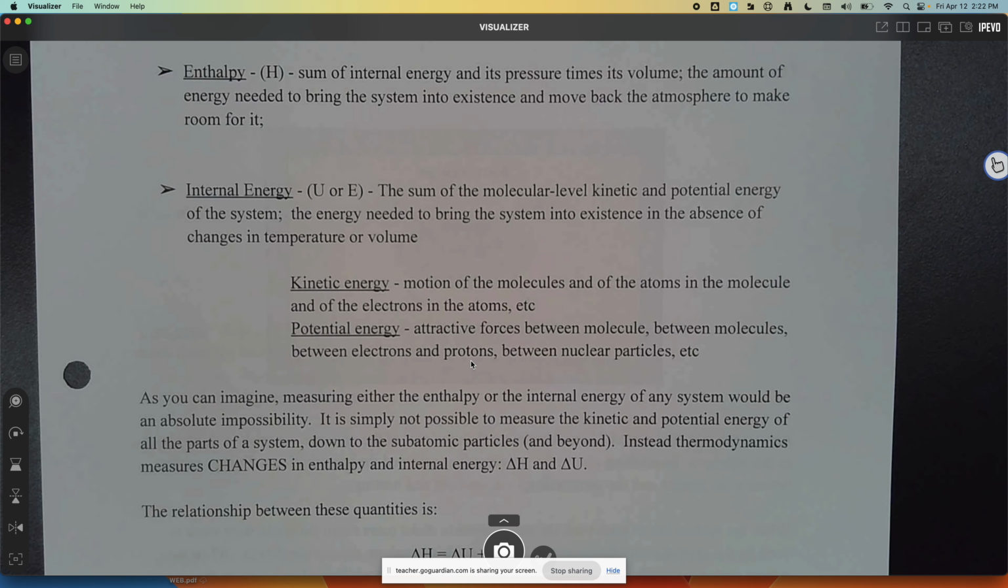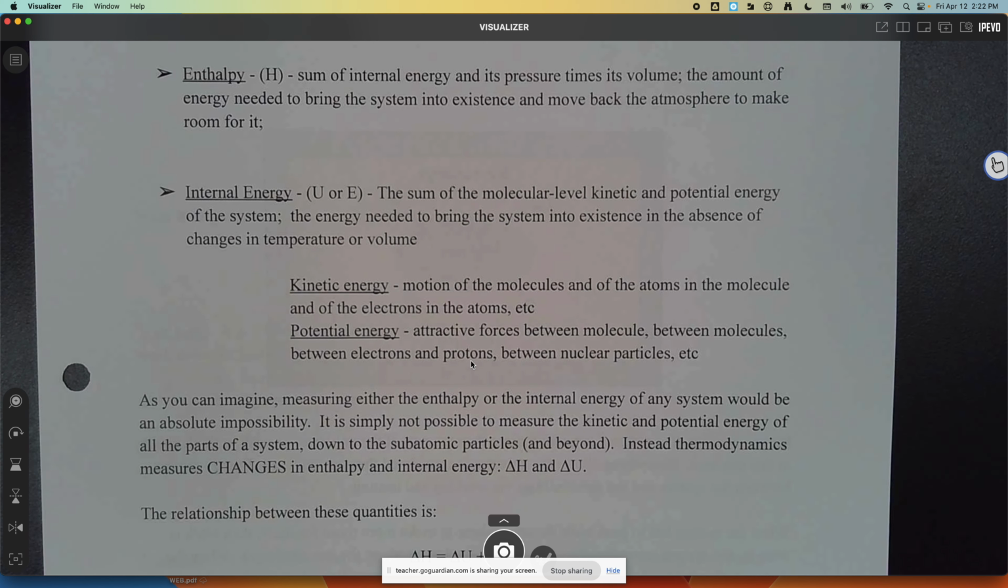The internal energy, some textbooks go with U, some textbooks go with E, is the sum of the molecular level kinetic and potential energy of the system. It's the energy needed to bring the system into existence in the absence of changes in temperature and volume. It consists of two pieces, the motion of the molecule and the attractive forces between molecules, between electrons and protons, between nuclear particles, and so on and so forth.